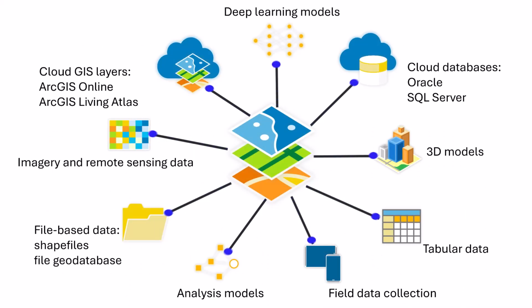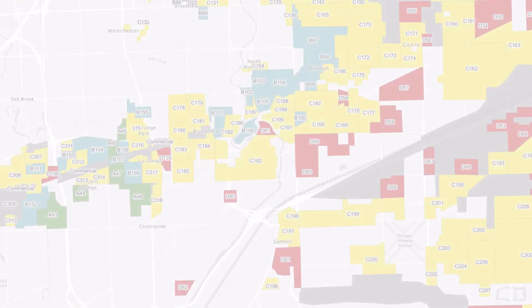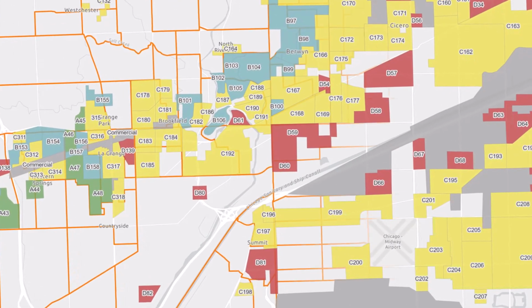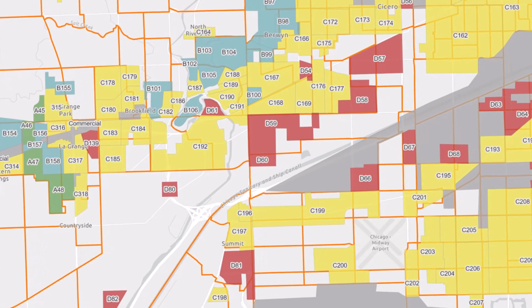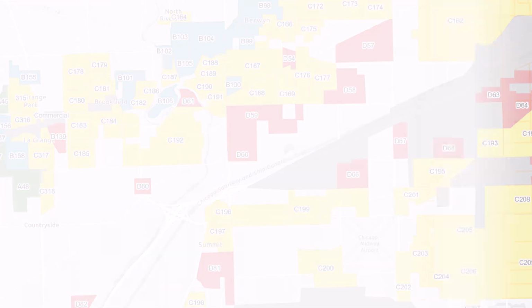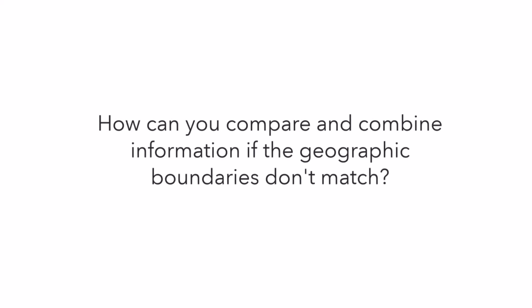When working with GIS data, a common challenge is integrating data sets from multiple sources. Often, the data you want to use has different geographic boundaries. For example, a neighborhood boundary from the 1930s and a modern census tract boundary may all describe the same place, but they don't perfectly align. This raises a question. How can you compare or combine information if the geographic boundaries don't match?